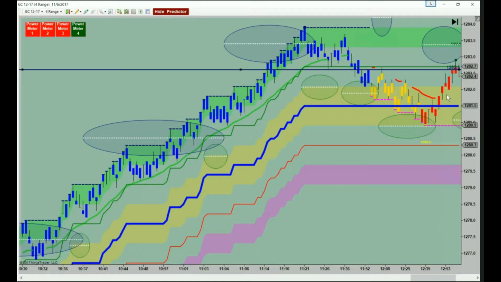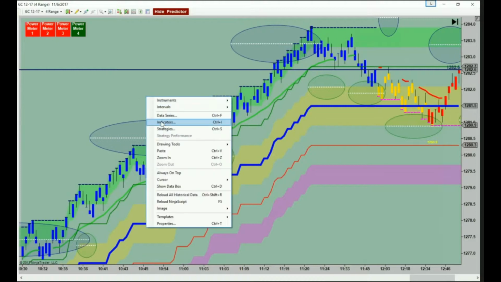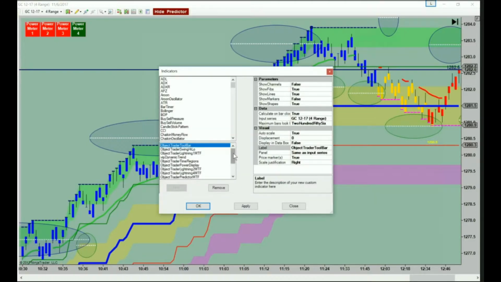Which swing do you use for those little swings? Well, you've got different settings that you can set on Object Trader, or pardon me, on the indicator. Keep in mind, Power Meter 1 and Power Meter 2 are basically a four range, single like that, or double, where it has to come back at least double on bars. Because that's the way we did the indicator.